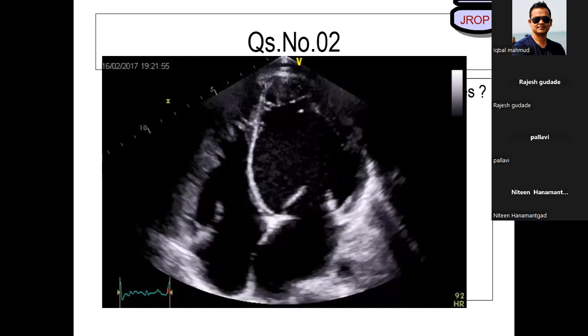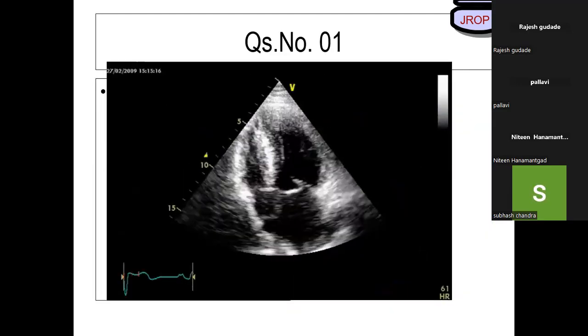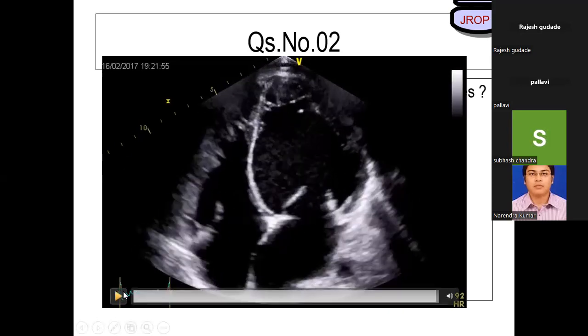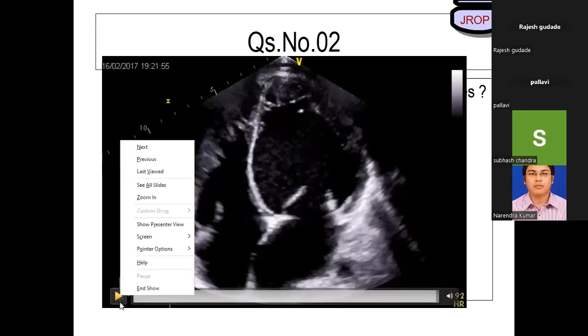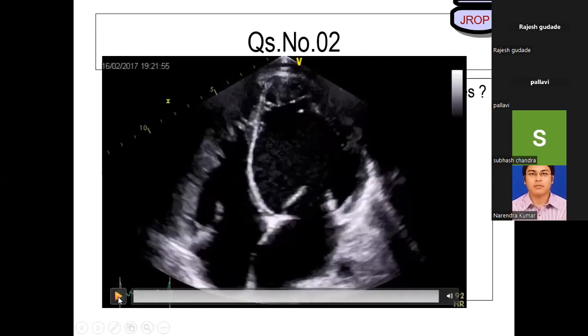Many people are trying to raise their hands. So is this a type of sarcoidosis or anything? I'm sorry. All right, somebody who has not answered this question. Pallavi, you want to try?